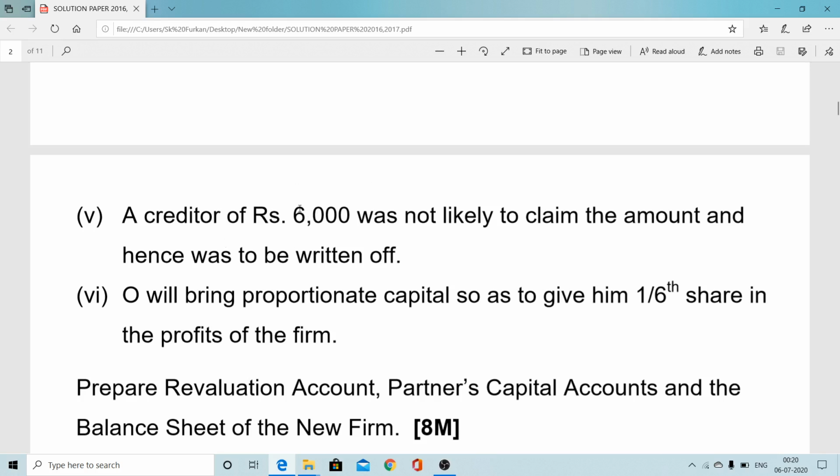So for the decrease of liability, we know the entry: when liability decreases, the liability account is debited to the revaluation account. So the creditor account is debited to the revaluation account, 6,000.